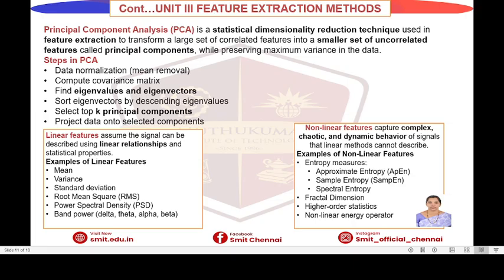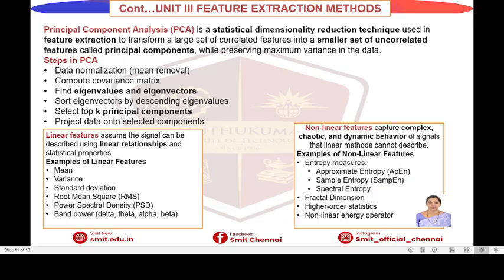So in this we have 6 steps. First one is we do data normalization. Second one is we have to compute the covariance matrix. Third one is we have to find eigenvalues and also eigenvectors. Fourth one, sort the eigenvectors by decreasing eigenvalues. And the fifth one is to select the top k principal components, and the last step is project data into the selected components.